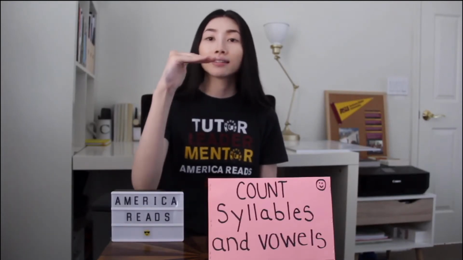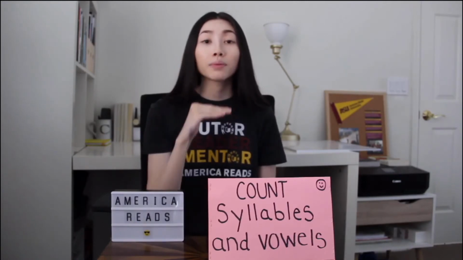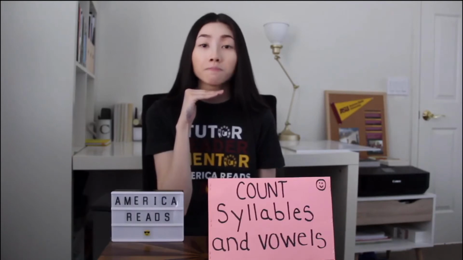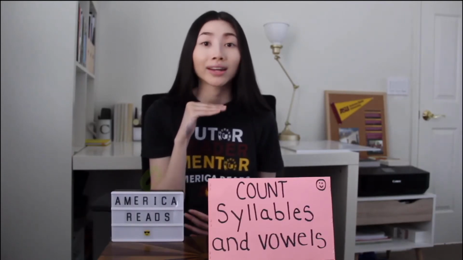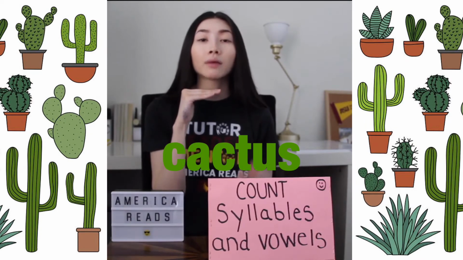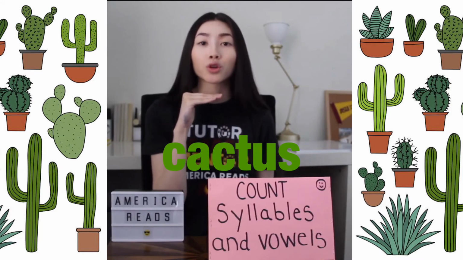Take your hand and make this type of shape with it where your fingers are straight. And you're going to put your hand underneath your chin. And you're going to pick a word. So for example, we'll choose the word cactus. And you're going to say it, cactus. And however many times your chin touches your hand is how many syllables the word has.